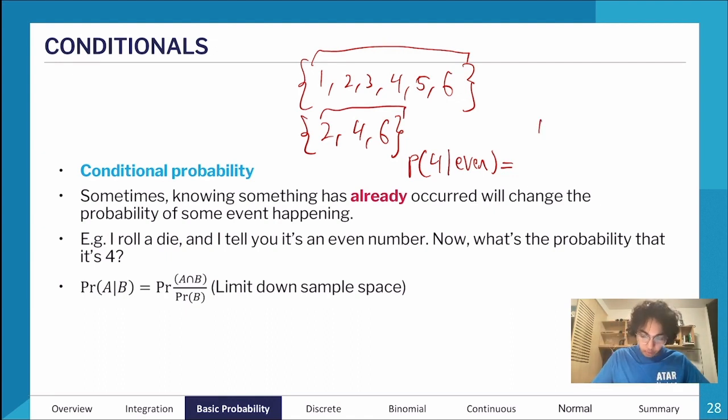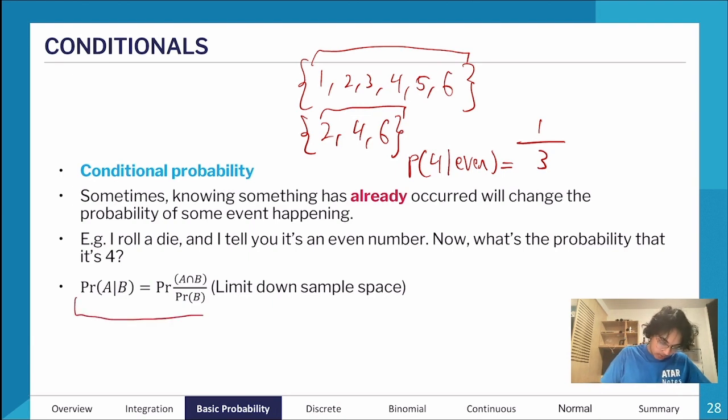In the top, I have 1 over 6, which makes sense. The probability of getting a 4 on a 6-sided die is 1 over 6, just rolling it randomly. But it's not 1 over 6 now because I've changed that sample space. I've decreased it. I've said it has to be an even number, so it's either 2, 4, or 6, and there are 3 possible outcomes. So I write that down. The probability of getting a 4, given that it's an even number, is 1 over 3.